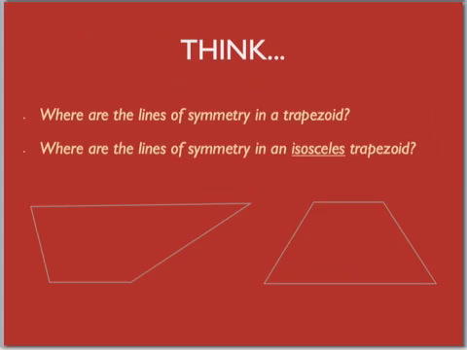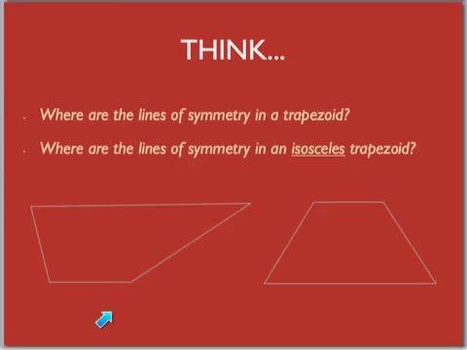Okay, so now think for a minute. If I give you a trapezoid, does it have a line of symmetry? And if I give you an isosceles trapezoid, does it have a line of symmetry? Well, just any old run-of-the-mill trapezoid does not necessarily have a line of symmetry. There's no place that I could drop a line that would cut it exactly in half.